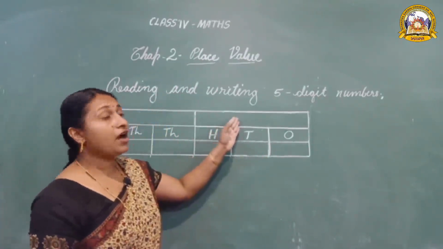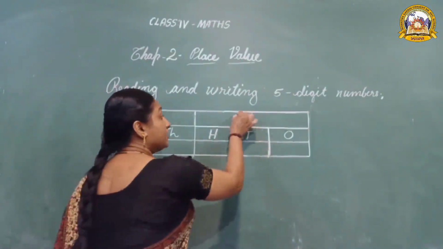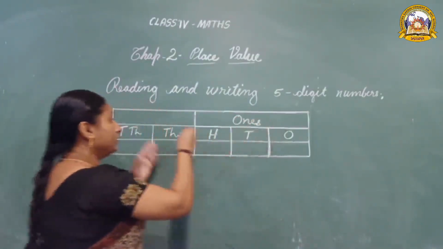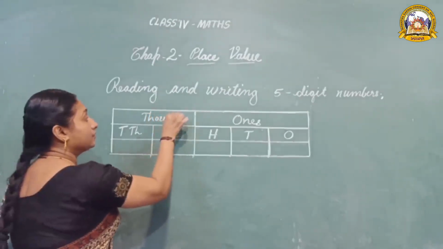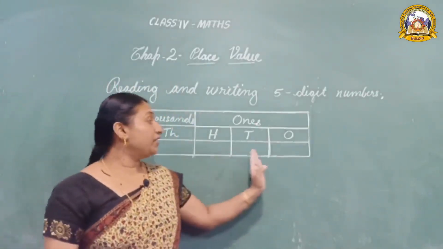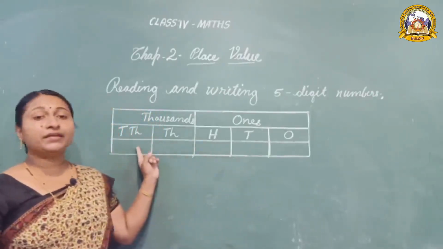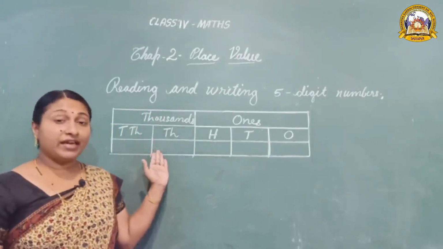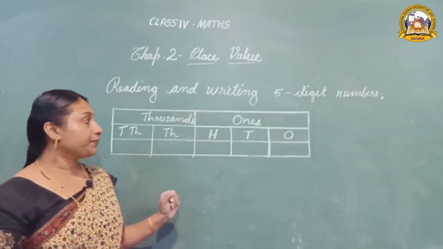First, let us make periods. First ones period, then thousands period. How many digits are there? 3 digits. Then thousands period, there are 2 digits. By this chart, we can read and write the numbers very easily.